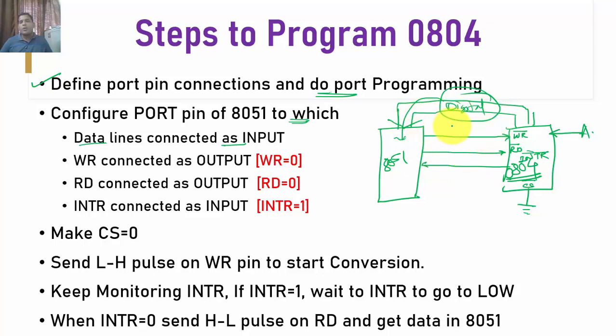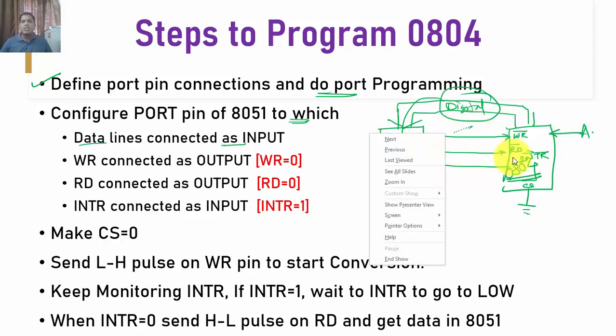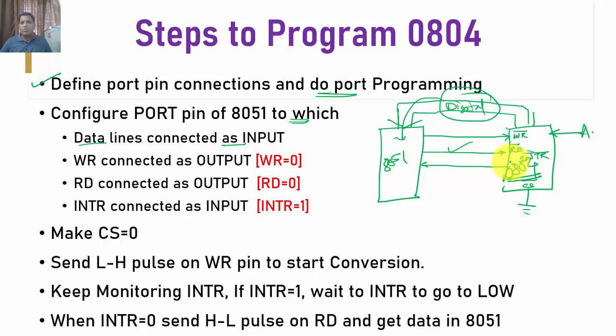So this entire port pin configuration we have to do. The pin which is connected as WR bar, configure this as output; the pin which is connected as RD bar, configure as output; the pin which is connected as INTR bar, configure that as an input, right? And then whatever data is generated by the 0804, which is in digital format, to read that, the port pin that we are going to utilize, again configure that as an input. So this is called the port program.